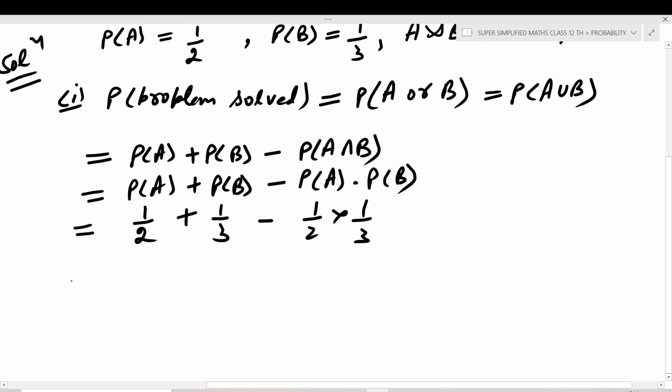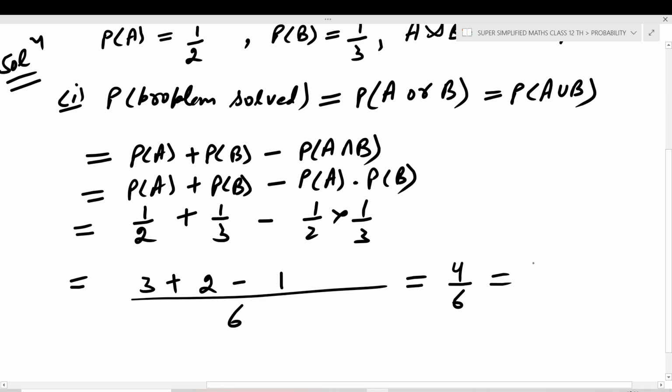Now we can solve it. So the LCM is going to be 6: 3 plus 2 minus 1, 5 minus 1, this is 4 by 6, that comes out to be 2 by 3.